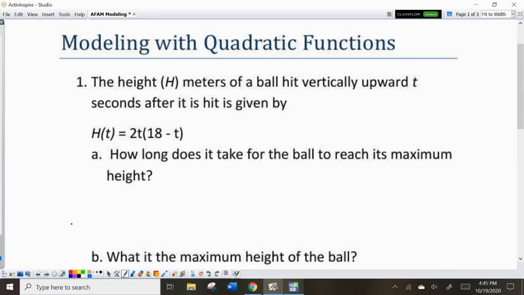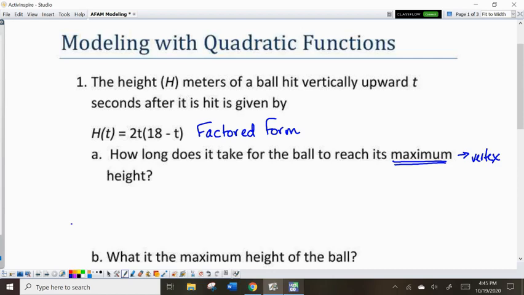This quadratic equation we should recognize is in factored form. And because it's in factored form, that means we can find our x-intercepts by inspecting the two factors. That's important because the first question we're answering is how long does it take for the ball to reach its maximum height? Whenever we read maximum or minimum, that means we are looking for the vertex.